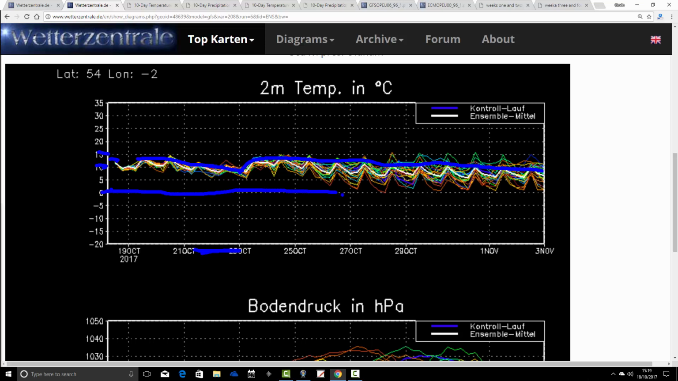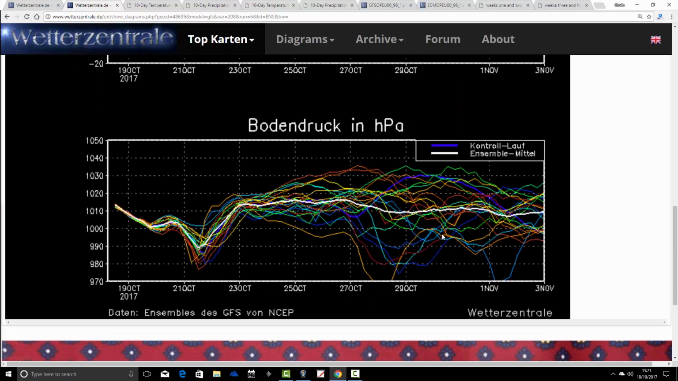You'll notice that for the next week, it looks like we'll be staying mostly frost-free. But as we get through to the final days of October and into the start of November as well, we have several ensemble members then beginning to go down to frost levels. So we may well start to see some colder nights coming up at the very end of October, start of November. That might be associated with a little bit of a build in pressure.